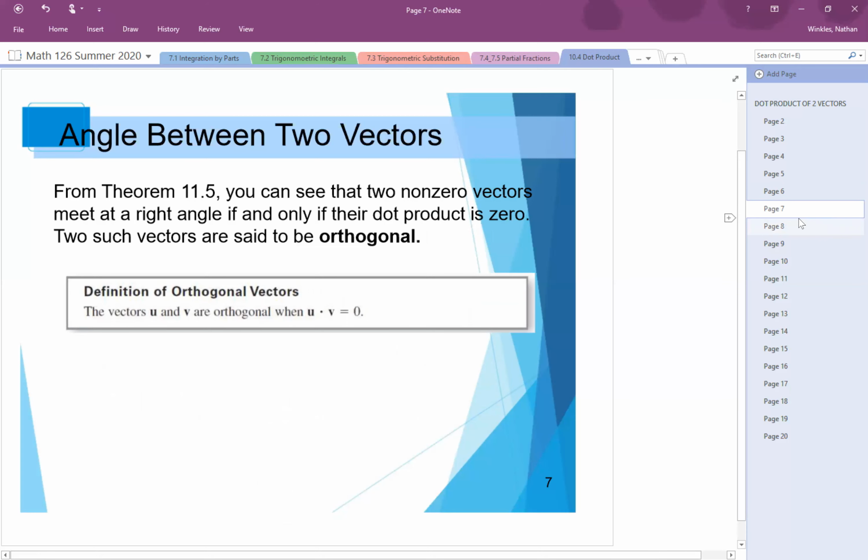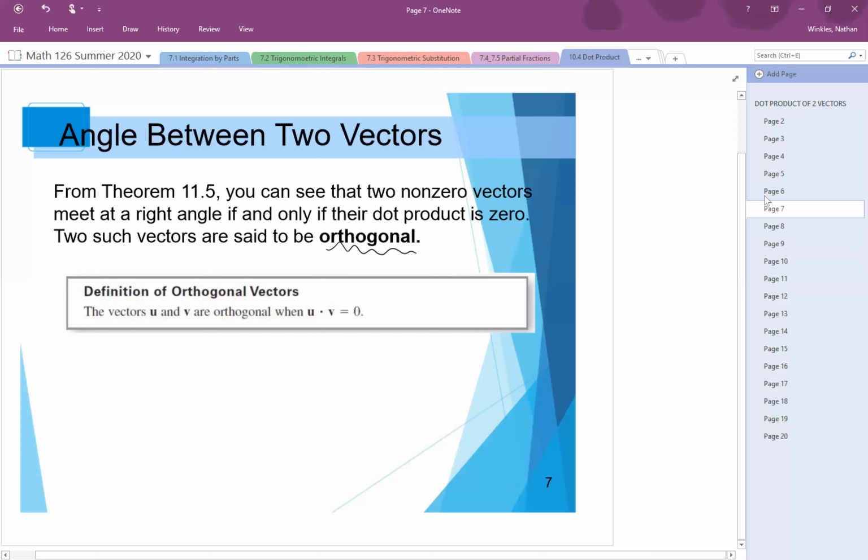So from that theorem, 11.5, we can see that two non-zero vectors meet at a right angle if and only if their dot product is 0. Two such vectors are said to be orthogonal. So the vectors u and v are orthogonal when our dot product is 0. Sometimes the question is just going to ask us, are these two vectors orthogonal? Well, we just simply do the dot product to see what value we get. The only way they're orthogonal is if the dot product is 0.